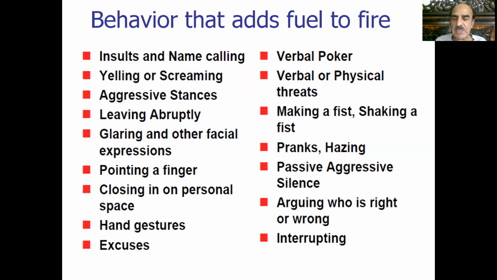Making a fist or shaking a fist, pranks, hazing, passive aggressive silence, arguing who is right or wrong, interrupting. So these are some of the very common attitudes, actions and behaviors which would definitely increase the level of escalation of conflicts.